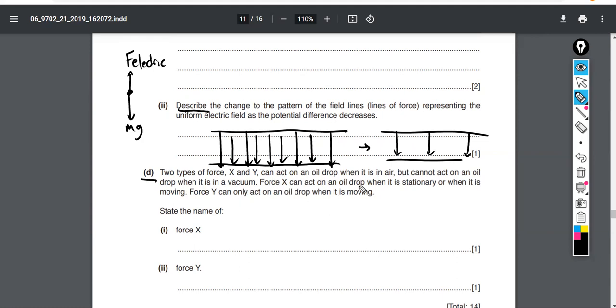Force X can act on it when it is stationary or when it's moving. Force Y can only act on the oil droplet when it is moving. So both of the forces act on it in air, but not in vacuum. Force X acts on it either moving or stationary. Force Y only acts on it when it's moving. And we have to state the name of those forces, X and Y.